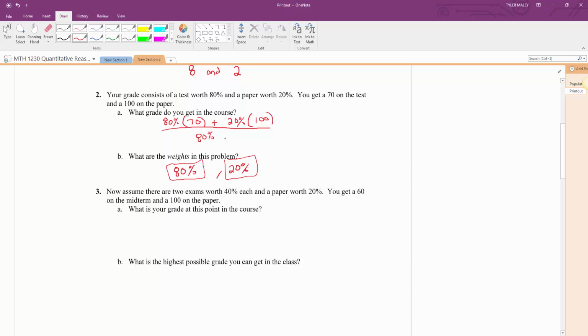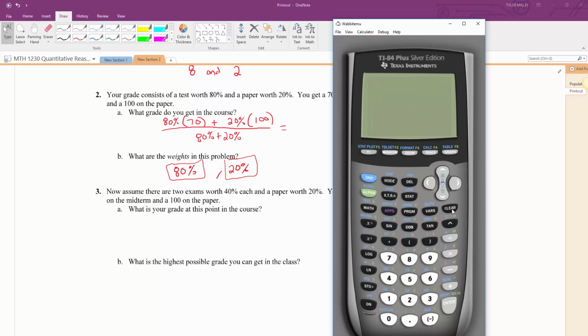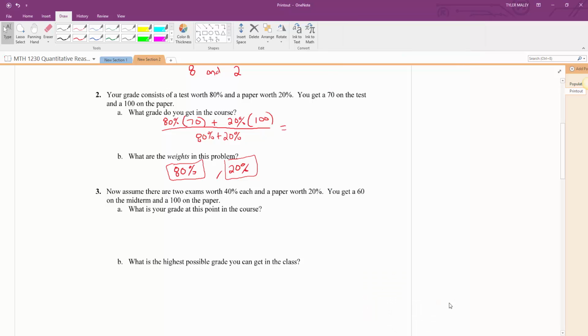So 80% plus 20%. Right? So if we simplify this, right? So we would have 0.8, because that's 80% times 70 plus 0.2 times 100. Then this would be divided by 0.8 plus 0.2. We get 76. Right, so the grade you would get in the class would be a 76.